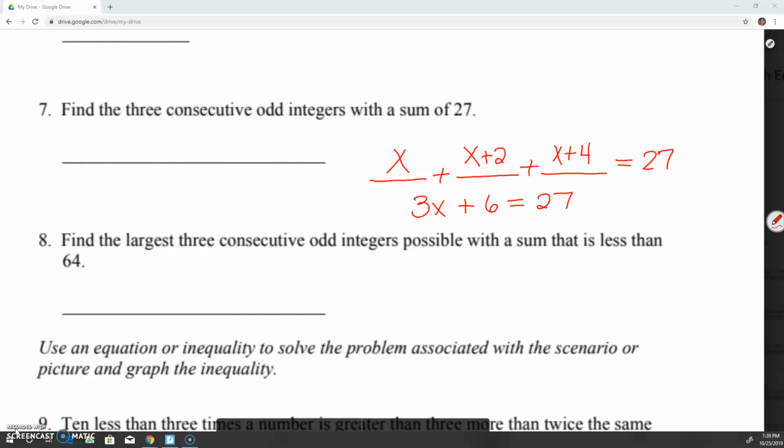Okay, real quick, let's look at 8. Another 3 consecutive odd numbers whose sum is less than 64. Can it be 64? No. It's got to be less than 64. So I'm going to make it easy for you and say a number that's less than 64 is 63. Is that right? So when you do this one the same type of way, it made it easier for you to say, well, a number less than 64 is 63.